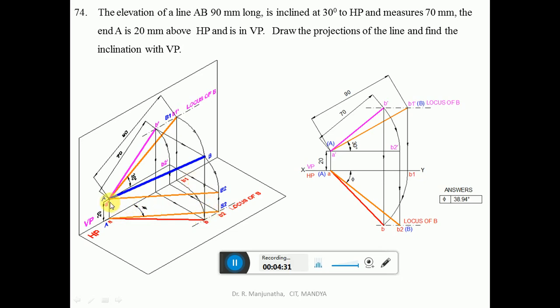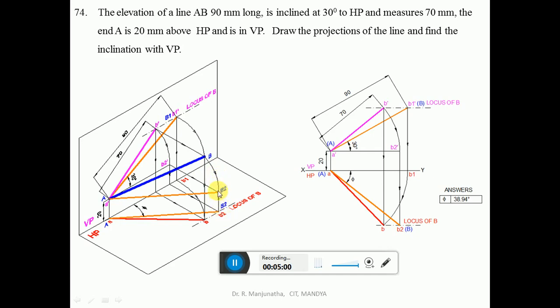So with capital A as center, take the radius of AB, then draw an arc. That means you are rotating the point B such that A and B both are above HP by 20 mm, because we are trying to find out the true length in HP. So obviously that line has to be parallel to HP. So A is above HP by 20 mm and B2 should also be above HP by 20 mm.